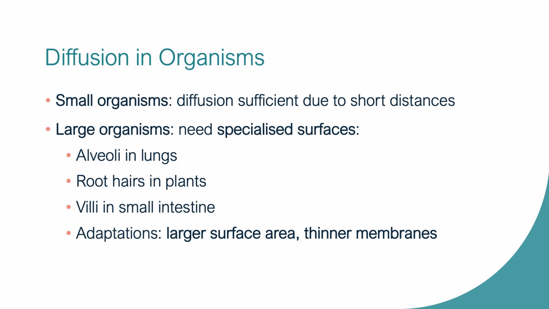Diffusion is assisted by specialized surfaces like alveoli in lungs, root hairs in plants, and villi in the small intestine. These structures increase surface area and reduce diffusion distance, making the process more efficient.